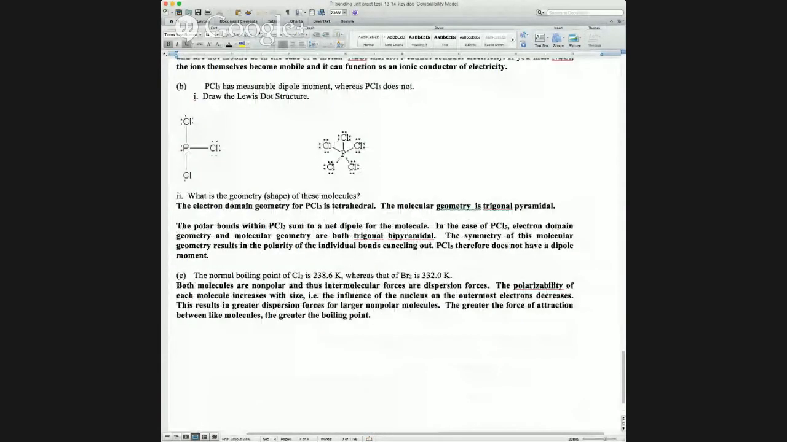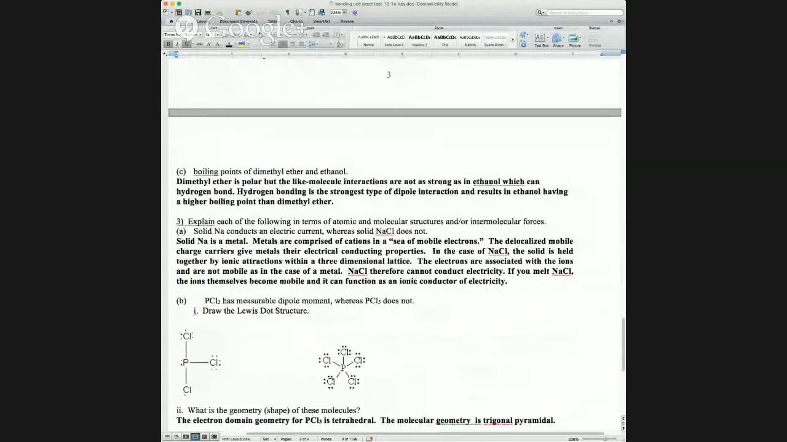Let's see, where's 3A? Oh, 3A. Okay, explain each of the following in terms of atomic and molecular structures and/or intermolecular forces. Solid Na conducts an electric current, whereas solid NaCl does not.